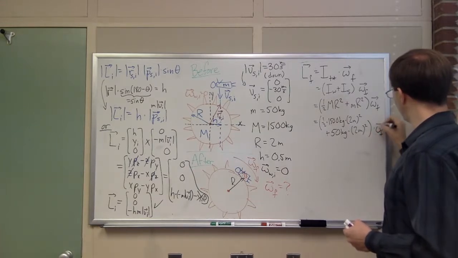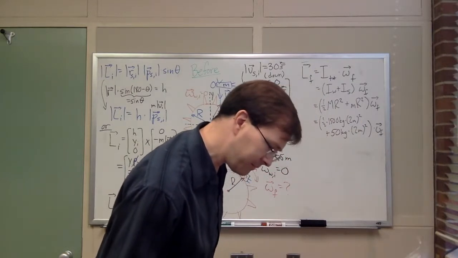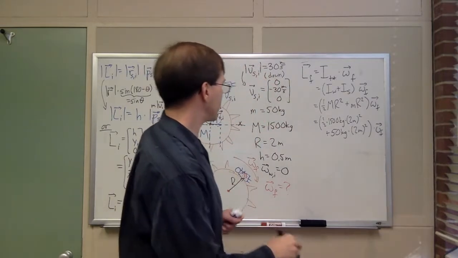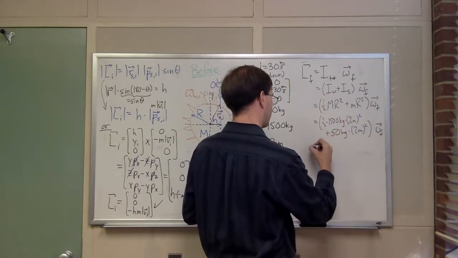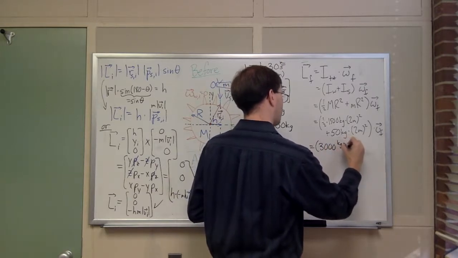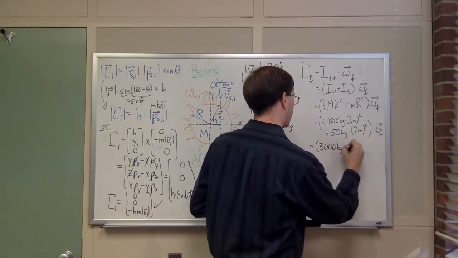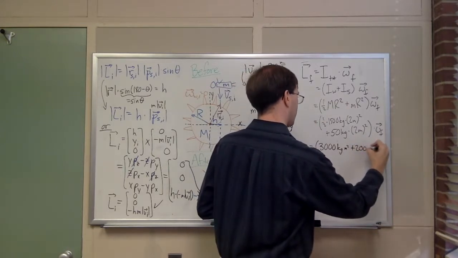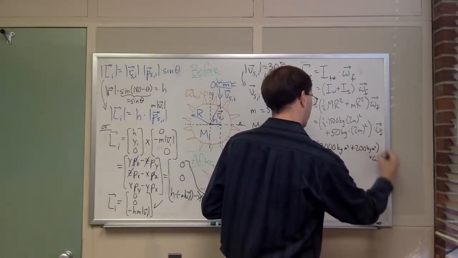Times omega final. I'm sure I've done that calculation here, so you don't have to watch me stare. So let's go ahead and do it. 750 times, let's see, 1,500 times 4 divided by 2. That gives me 3,000 kilogram meter squared, plus 50 times 4 is 200 kilogram meter squared, times omega final.